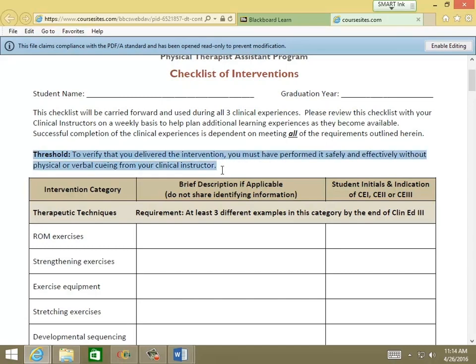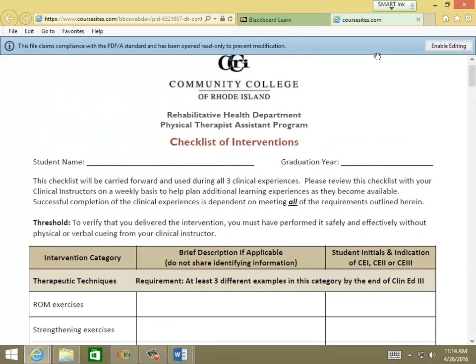For you as a clinical instructor to sign off and verify that the student did provide that intervention, the student must have performed it safely and effectively without physical or verbal cueing from the clinical instructor. That doesn't mean that if the student had a brief question about planning before going in to do the intervention, or came to you for some confirmation afterward, that would be a problem, but the student would need to be safe and effective in the delivery of that intervention.